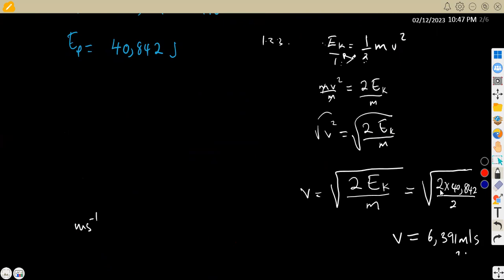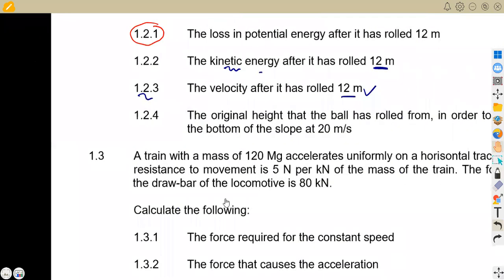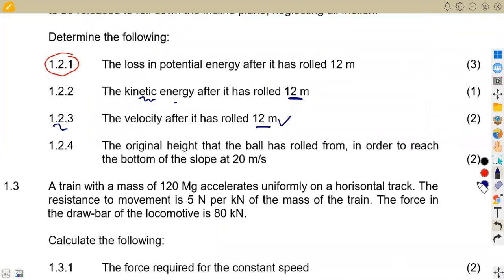Okay, so it's still one and the same presentation. So that was question 1.23. On 1.24, we are now asked to calculate the original height. Take note, guys, this is what we have.